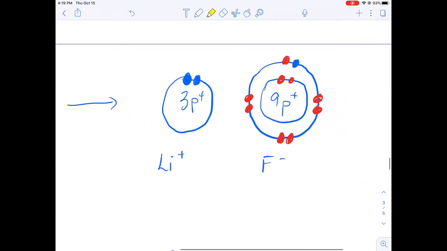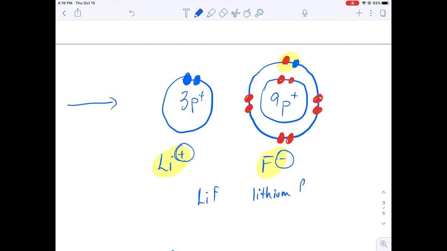And so what we get is a lithium ion and a fluoride ion. You can see that electron here completes the octet, and both of these ions are quite stable. The opposite charge for the lithium and the fluoride is what holds it together. So this positive charge and the negative charge attract one another, and they create the ionic compound lithium fluoride.